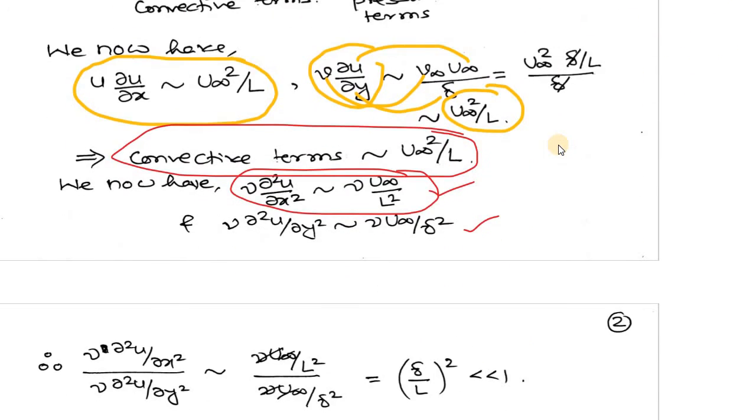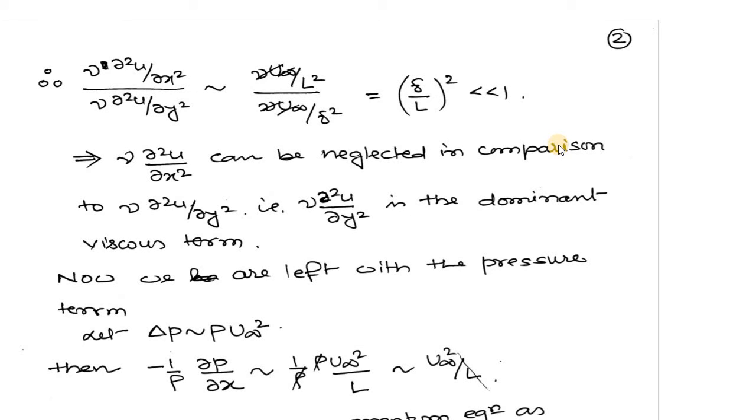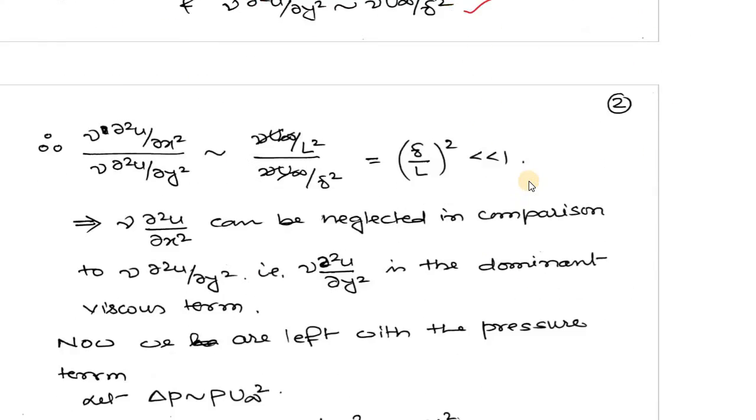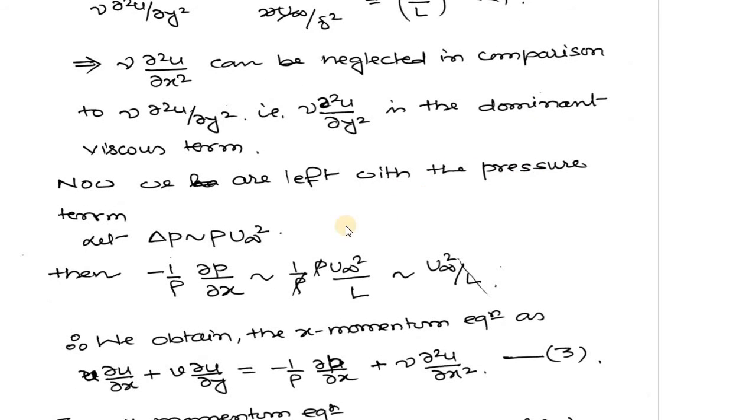Okay, the effect of this term can be neglected. Now we are left with the pressure gradient term, and in order to identify the order of magnitude of the pressure gradient term, we will have to use Euler's equation. If you use Euler's equation and equate the pressure gradient term, you will find that the order of magnitude of the pressure term is rho into u infinity square.